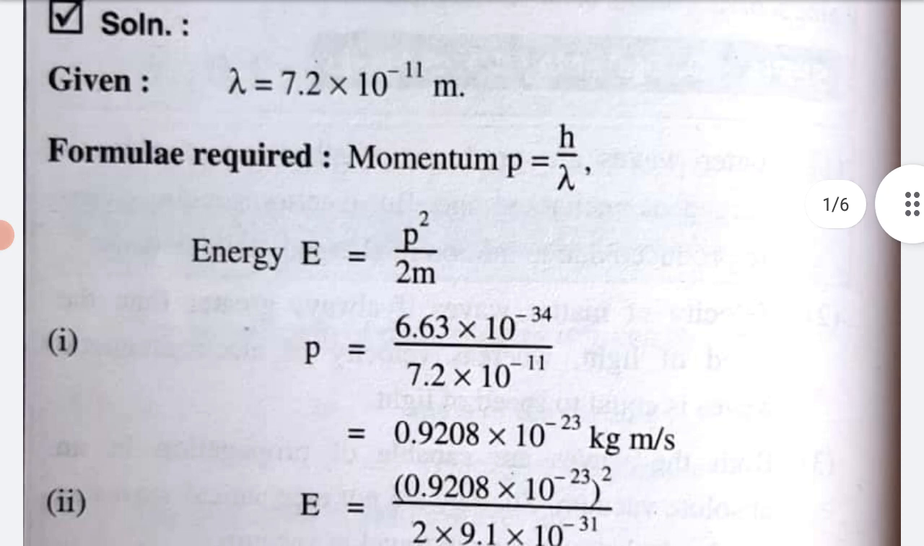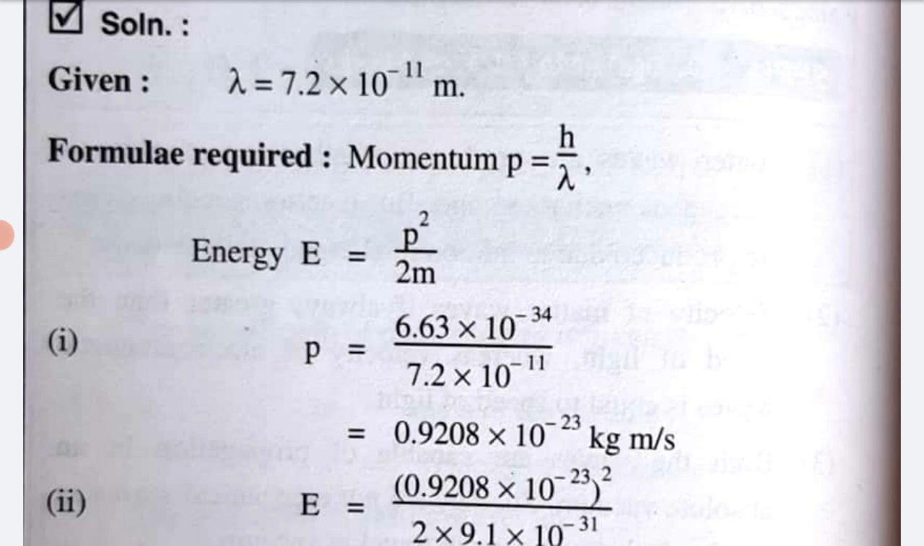Then momentum p is equal to 6.63 into 10 raised to minus 34, this is the Planck constant value h, upon lambda, 7.2 into 10 raised to minus 11. Then momentum is equal to 0.9208 into 10 raised to minus 23 kilograms meter per second.